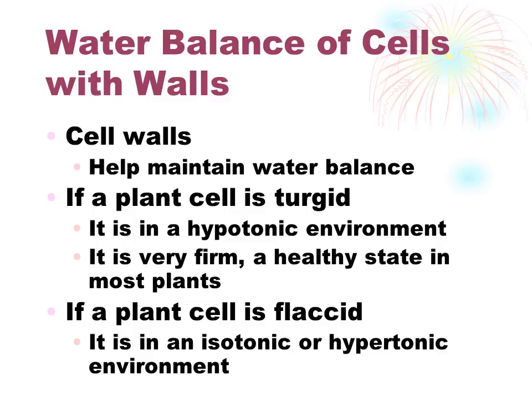It says here, if a plant cell is turgid, and turgid just means kind of full, or inflated, if you will. If a plant cell is turgid, it's in a hypotonic environment. So remember, hypotonic was when there were more solutes inside the cell than there are outside. So it's very firm and it's a healthy state for most plants. So most plants actually prefer to be in a hypotonic environment. If a plant cell is flaccid or limp, it's in an isotonic or hypertonic environment.